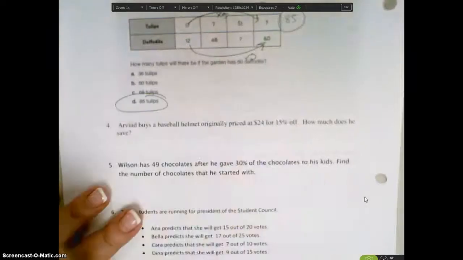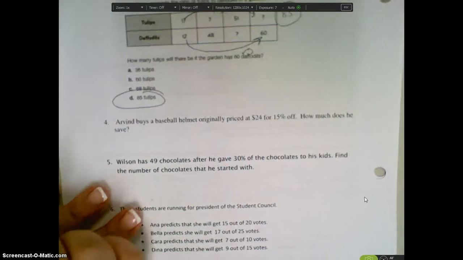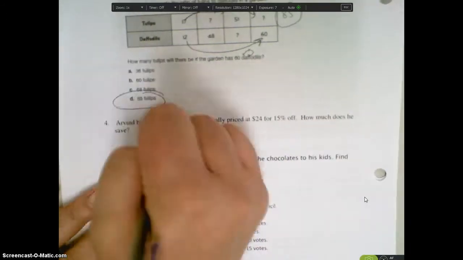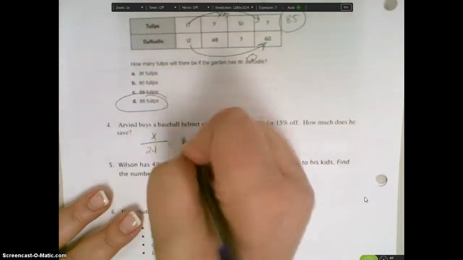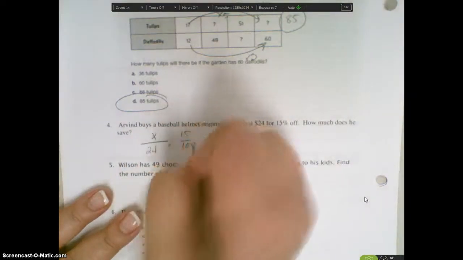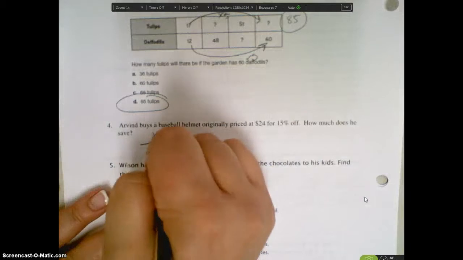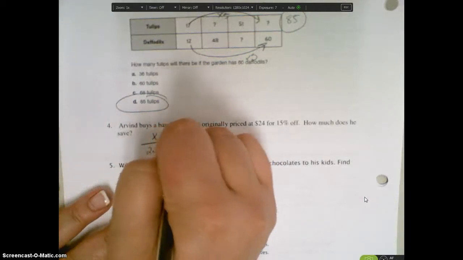Number 4, Arvind buys a baseball helmet originally priced at $24 for $15 off. How much does he save? So I need to set up my proportion. It's going to be the sale or the discount over the total, and then the percent over 100. Okay, again, knowing what I know about 100 in numbers, I can multiply by 24 hundredths. So I can do that to the top.